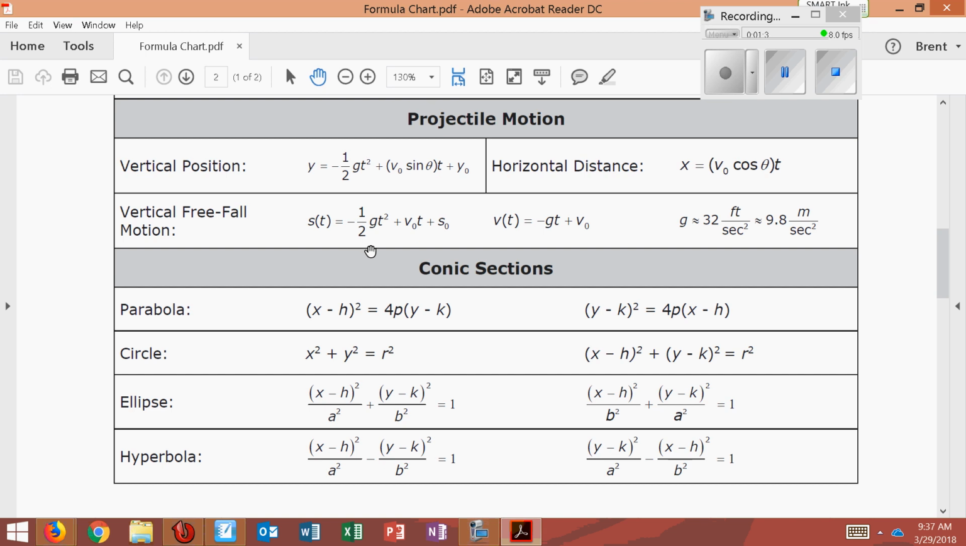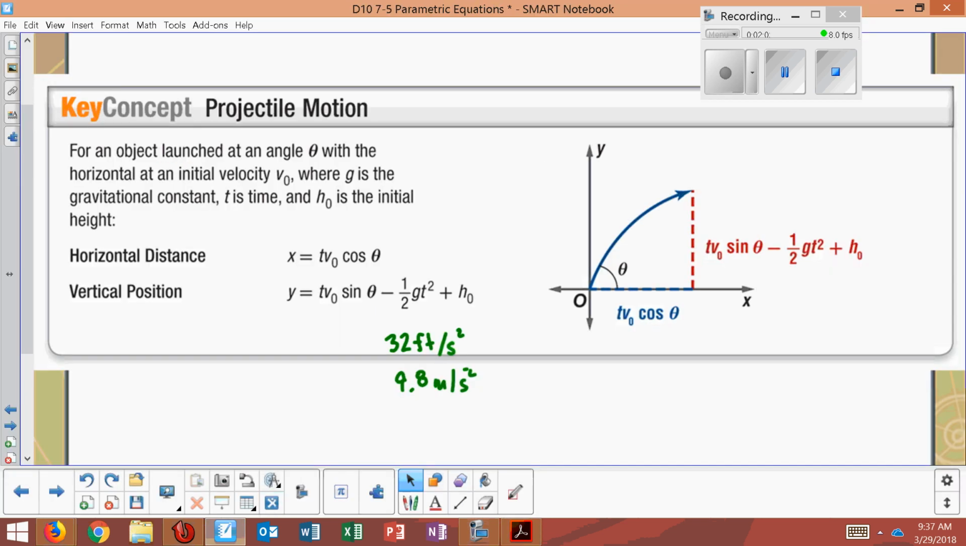You'll see them right here, where this S of t, if you look at the equation, is very similar to the y equation. You have gravity, you have the initial velocity. What they don't include here is the sine theta and the initial height. That's because it's just free fall. That's not being shot, it's just something falling. Here it is, vertical position. This is the formula they just gave you, and here's the horizontal formula. So those are on our formula chart.